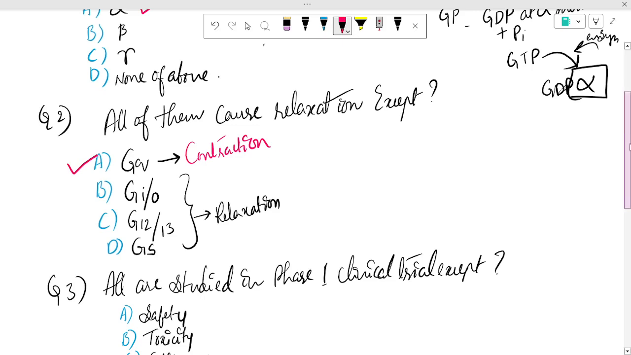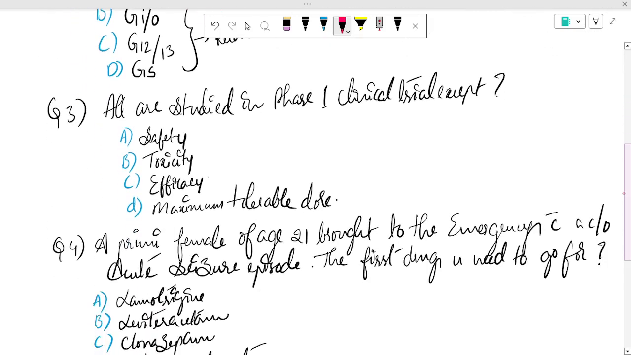Okay, now getting on to the next question. All are studied in phase 1 clinical trial except safety? Yes, you study safety. Toxicity, we study. Maximum tolerable dose, we study. But what we don't study is efficacy. So efficacy is the answer. So a little bit, we'll chisel some important points from the clinical trials. Very important topic, very important repeated topic.